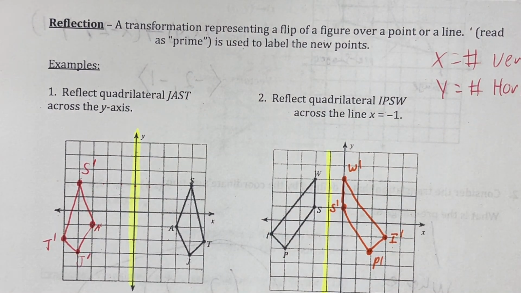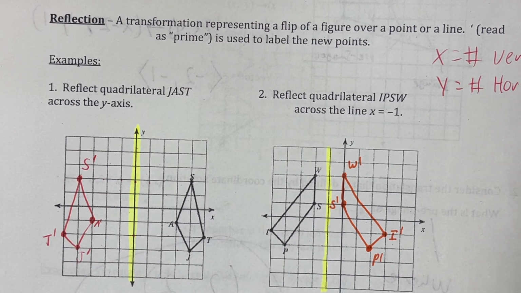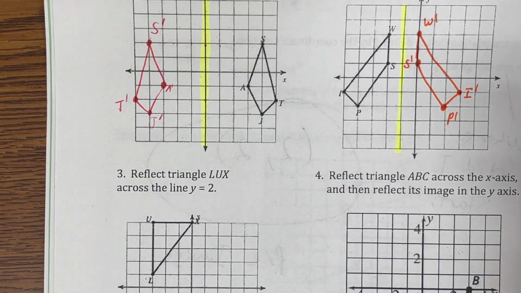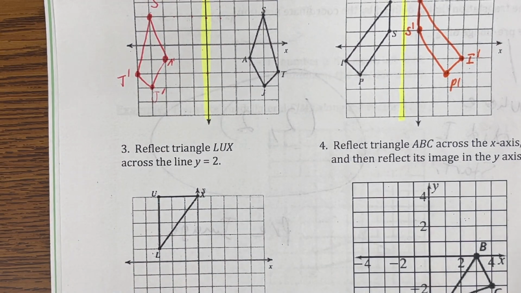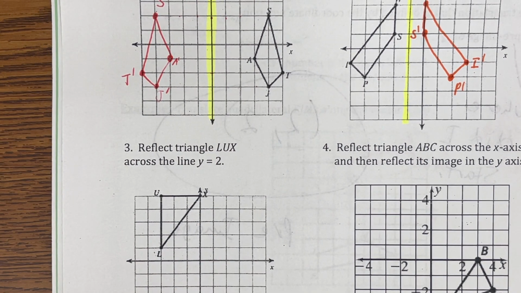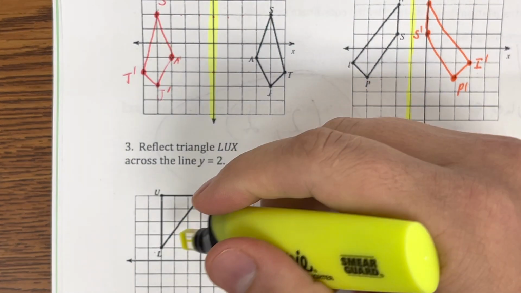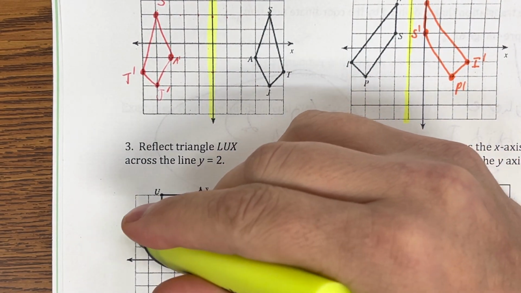And again, if I were to fold it over my yellow line, it would land right on top of the pre-image. Okay, all right. This one's going to be a little bit tougher. It says we're reflecting the triangle across the line y equals 2. So y equals 2, that is a horizontal line. I've got to go up 2 for y, and here is my horizontal line.